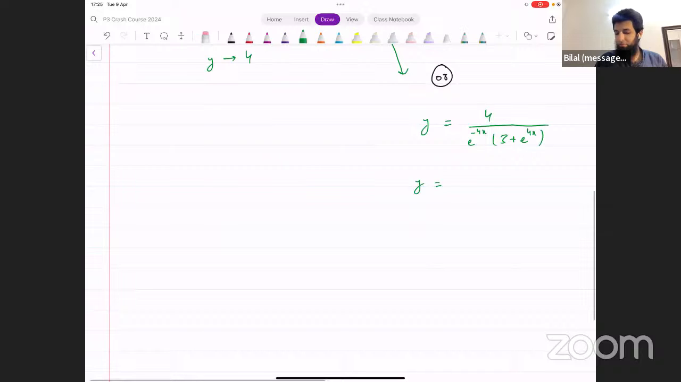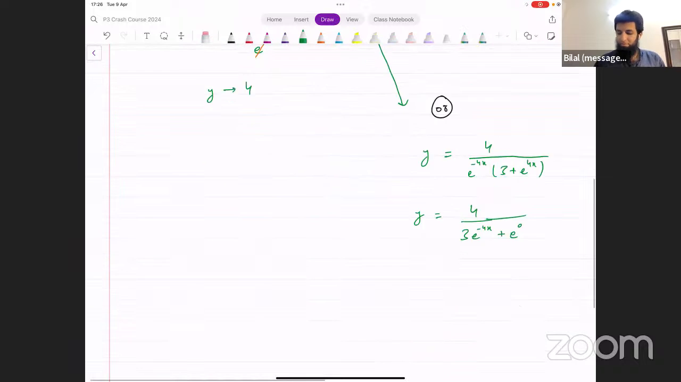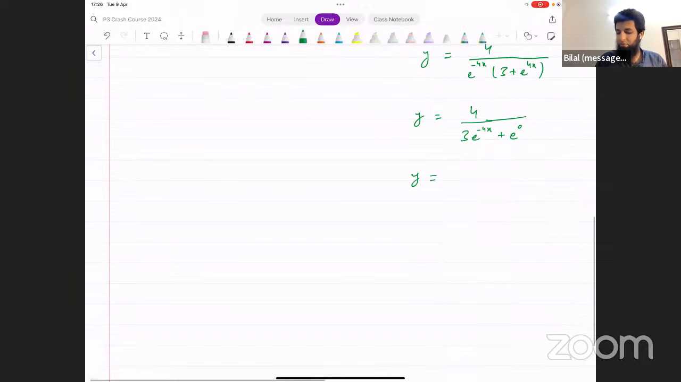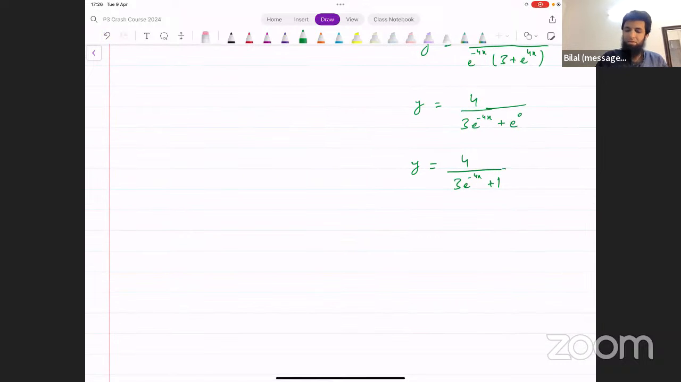Now, what does this become? 4 over 3 e raised to the power minus 4x plus e raised to the power minus 4x into e raised to the power 4x. What's that? It's going to be e raised to the power 0, which is 1. So you have y equals 4 over 3 e raised to the power minus 4x plus 1. And now you can think of it like this.